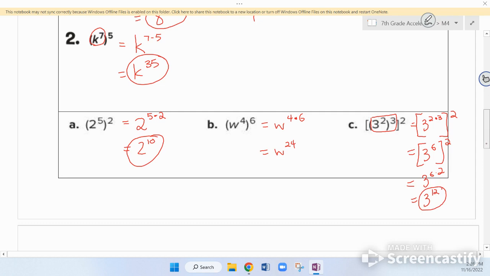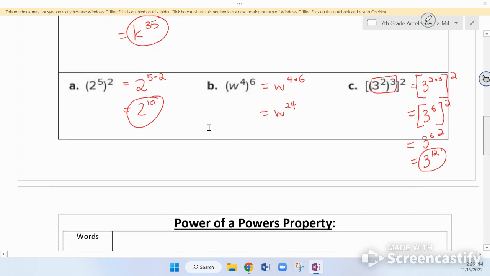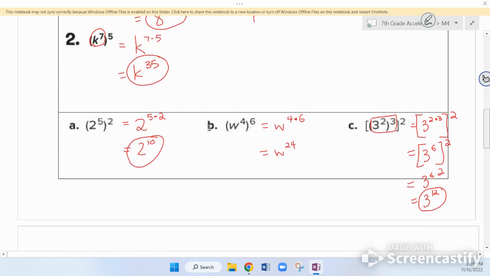So it's a simple rule, but it can get confusing when you're trying to apply it in all sorts of different scenarios, and it gets mixed up with the other rules. So there we go. That's the first part of our notes.